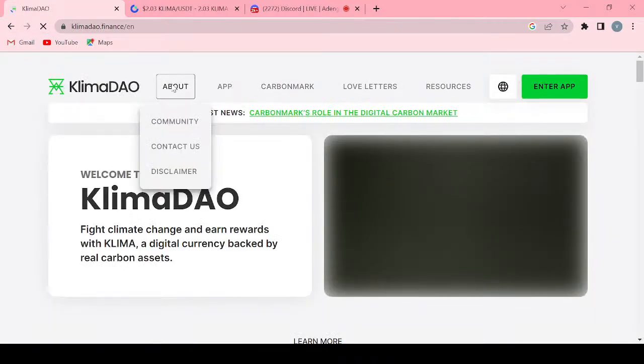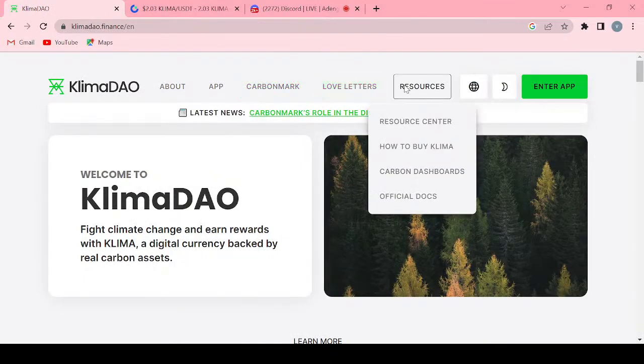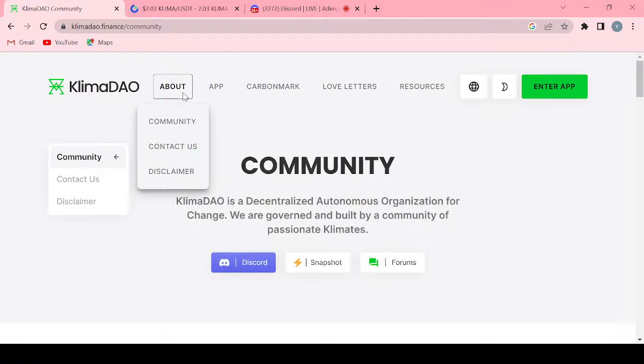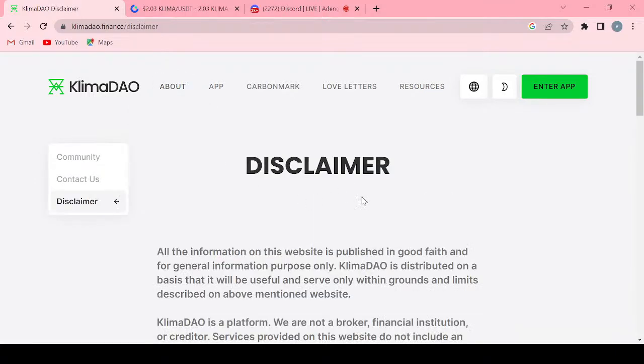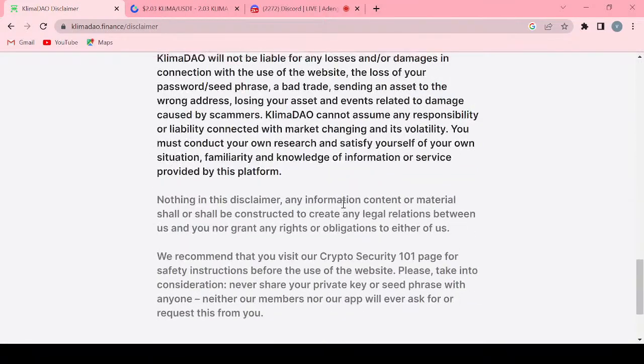Let me enter into learning more about the token. Here is the application, and we can talk about the community and disclaimer information about Klima DAO.